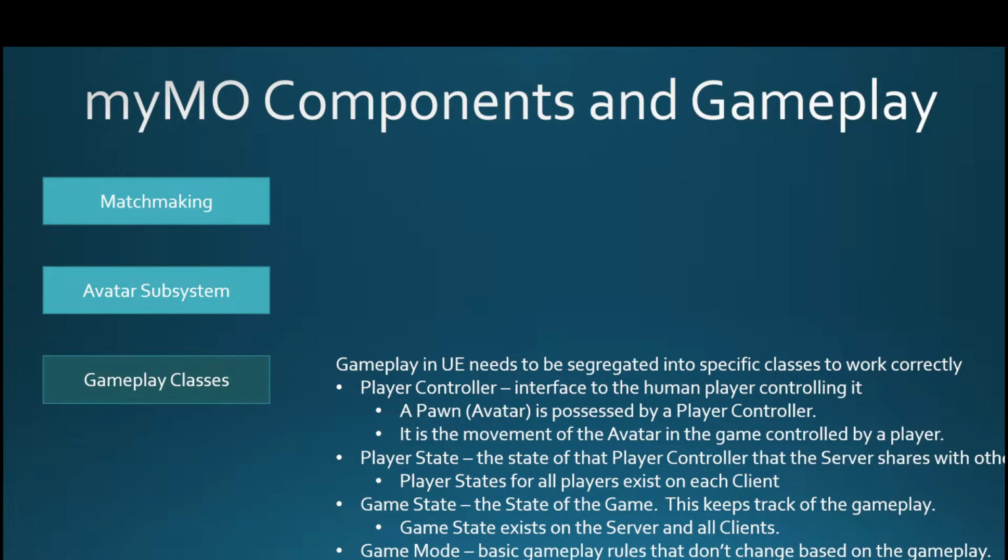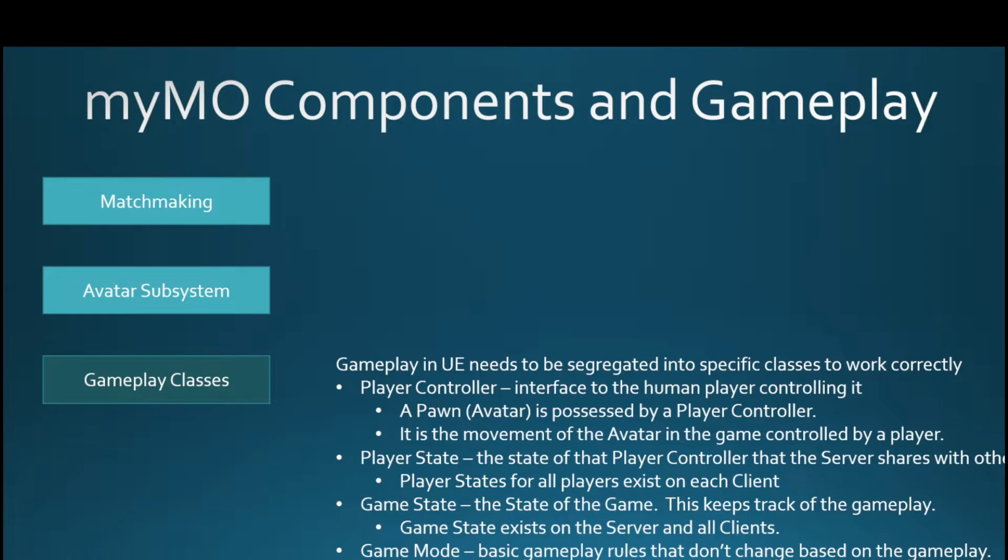Game state is the state of the game, so it's one level higher, and it keeps track of things like an overall score of the game, if it was a game where we're keeping score. We don't do a lot in game state. The only thing I do in game state is keep track of the spawning of characters when they change things, because it's something that everybody has to know about. So it exists on the server and all the clients.